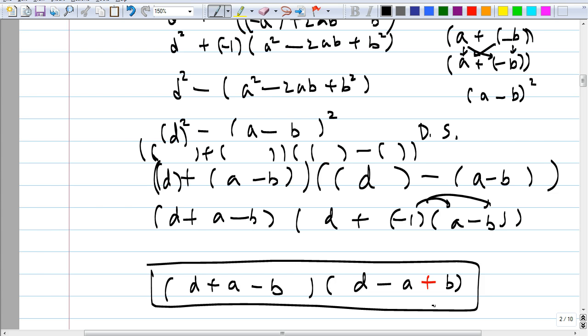You did all the hard work. Don't mess it up, because this is really negative 1 times a minus b, right? Or negative 1 times a plus negative b if you want to think of it as addition. Does that make sense? We've done this before, haven't we? Don't act as if you've never seen them. We've done them.